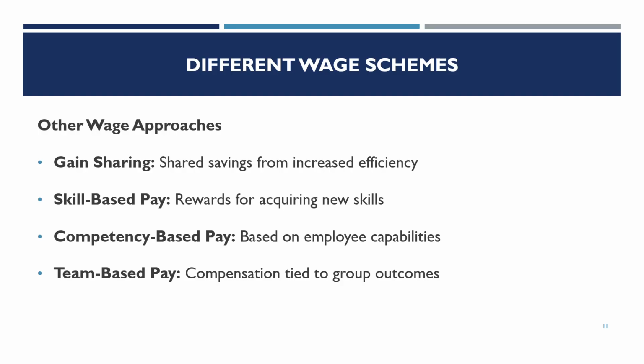Some other wage approaches are also there. You can say the modern wage schemes. The first is gain sharing. It means the employees get a share of the cost savings achieved through productivity improvements. Shared savings from the increased efficiency, or increased incentives or wages.